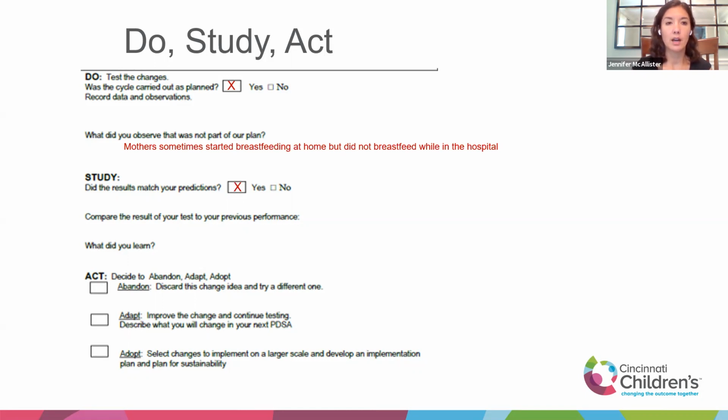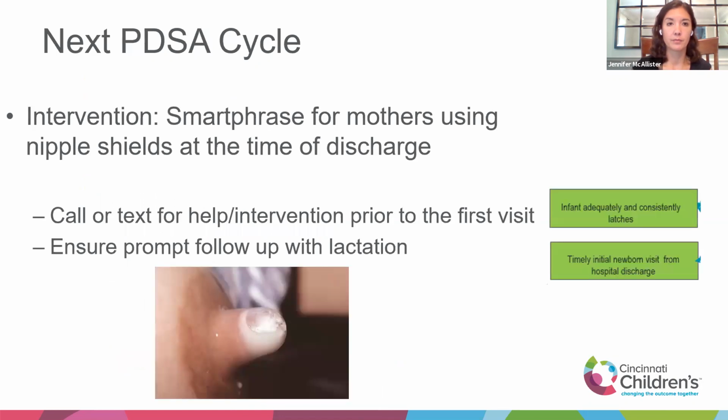But overall, our results matched our predictions, and we had fewer misclassifications of feeding type noted at the first visit. And so we adopted this change and implemented it on a larger scale. We started at just one hospital and then scaled it up to all the multiple hospitals that we serve.